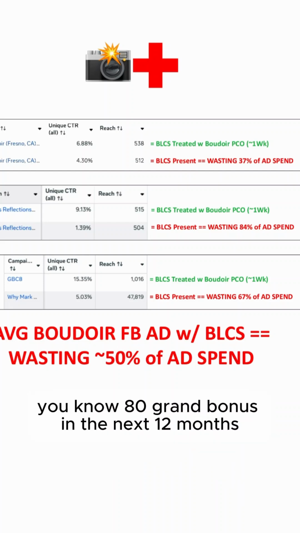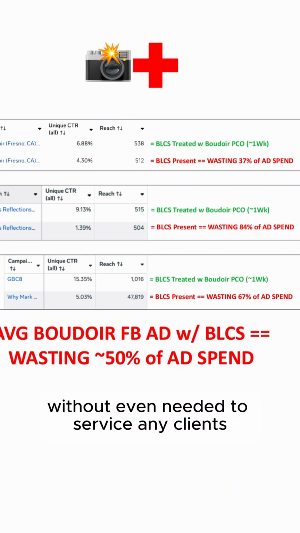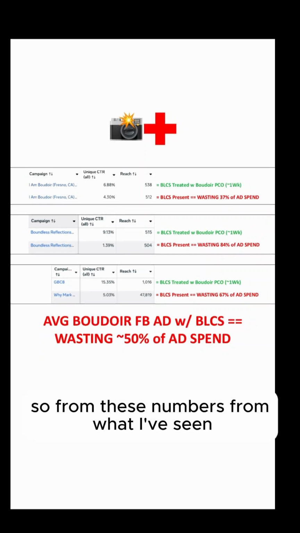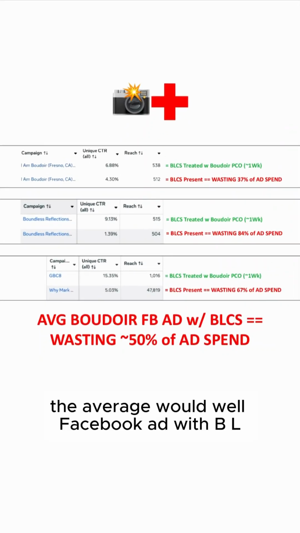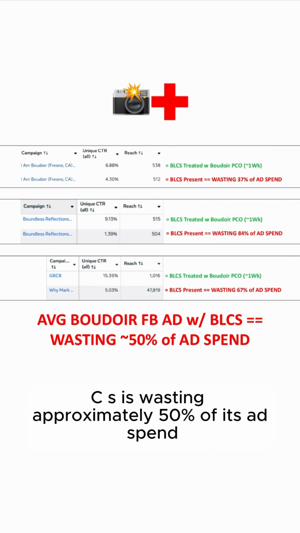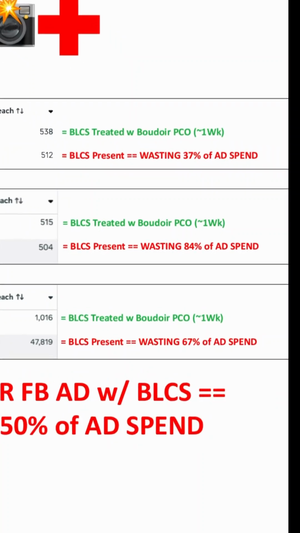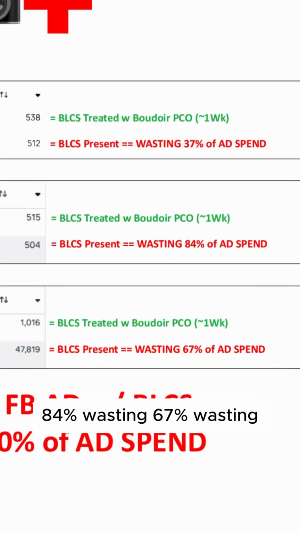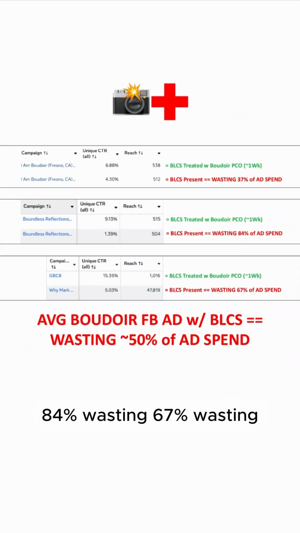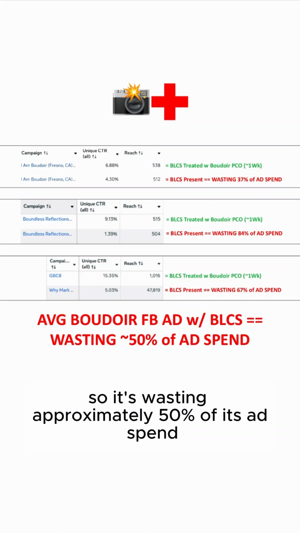I would say, 80 grand bonus in the next 12 months. So insanely good without even needing to service any clients. So from these numbers, from what I've seen, the average boudoir Facebook ad with BLCS is wasting approximately 50% of its ad spend. I mean, look at the numbers, wasting 37%, wasting 84%, wasting 67%, so it's wasting approximately 50% of its ad spend.